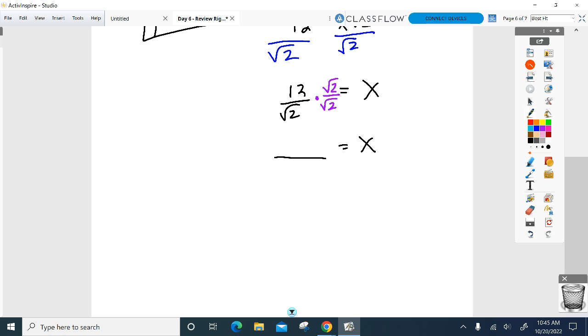Stop with the decimals. Stop. 12. Just 12 and radical. Yeah, that's it. Stop with the decimals. And what do I get on the bottom?